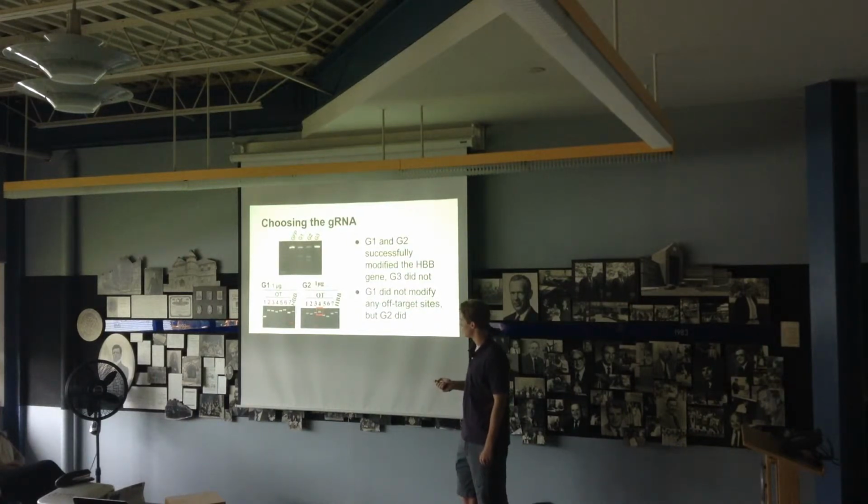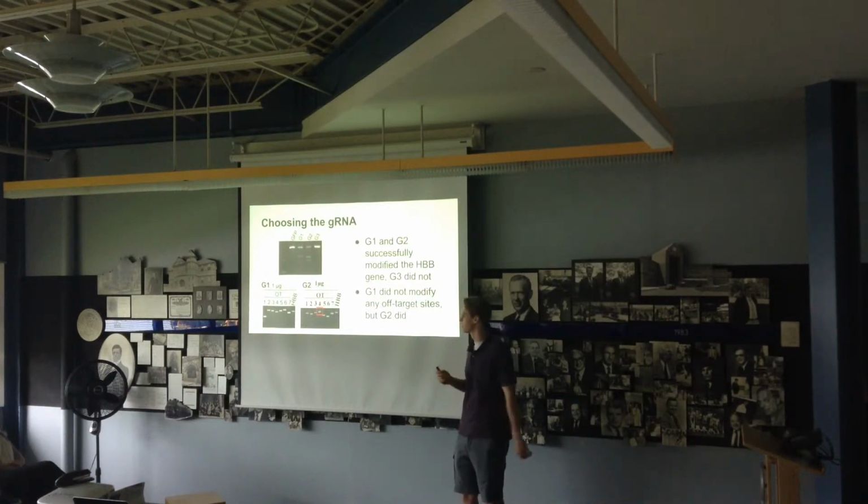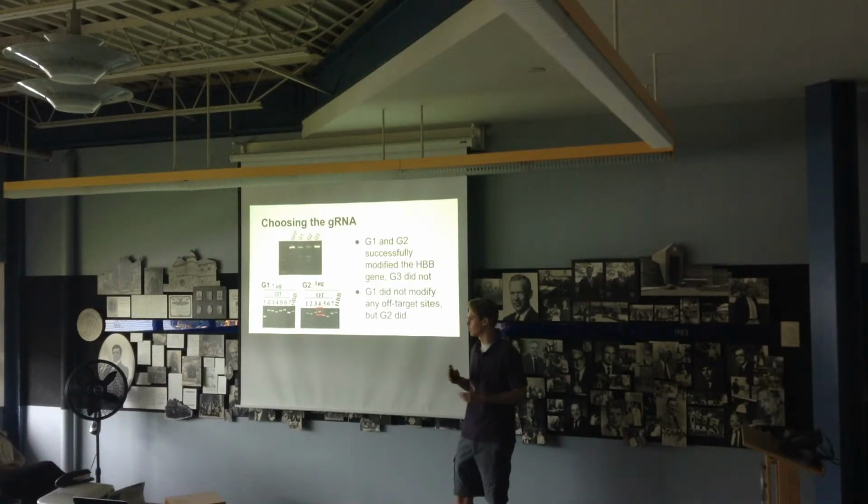So as you can see, looking at these 2 graphs, for the most part neither G1 nor G2 cause very many mutations outside of HBB. But it's kind of hard to see. There's a little bit of shading here at site 4 for G2, which indicates that there was a little bit of modification done there. So they decided just to continue with G1 for that reason.